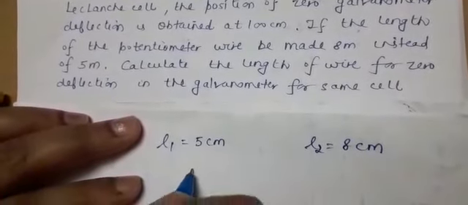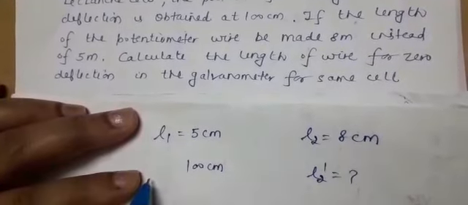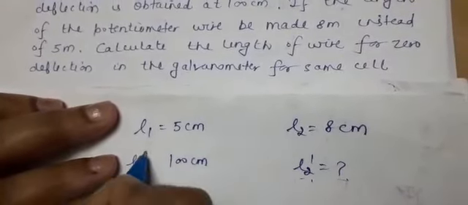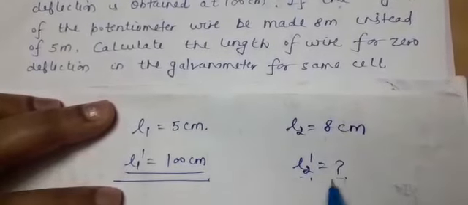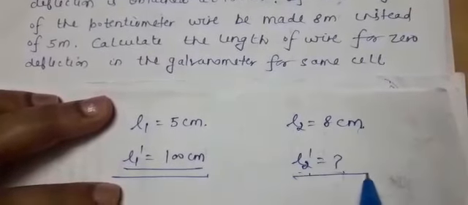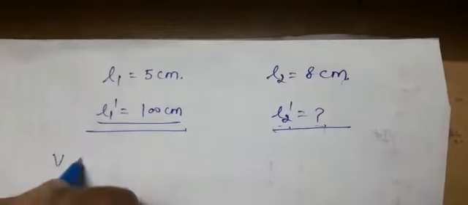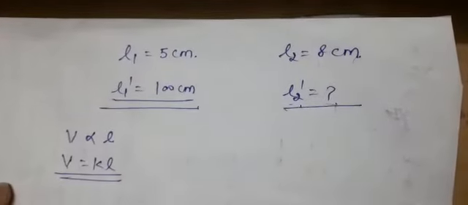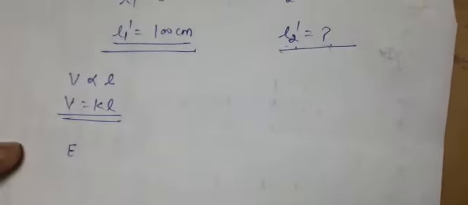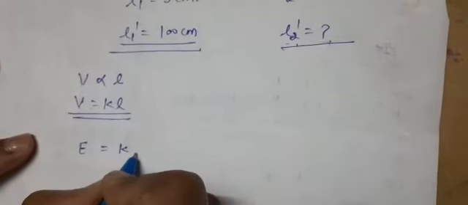Corresponding to it, balancing length is given to be 100 centimeter, and here we have to calculate the balancing length corresponding to it. As L1 dash, I can take the balancing length for this particular wire when galvanometer is showing no deflection. Now here, as we know, potential drop is proportional to length of the wire, so it is equal to K into L. Now using this, as constant battery voltage has been used whose EMF has not been known to us, it can be written as K into L1 dash, because this is a balancing length.